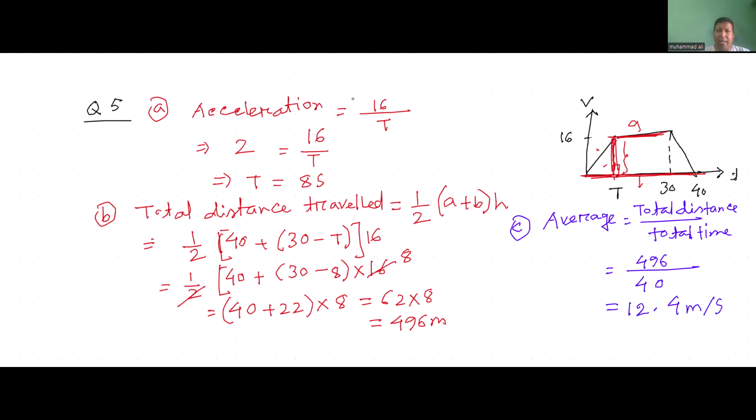At first we found the time, since they gave us the acceleration. From here we get the time. For total distance traveled, we have to find out the total area under the curve. From here we get the total distance, and average speed means total distance divided by total time.